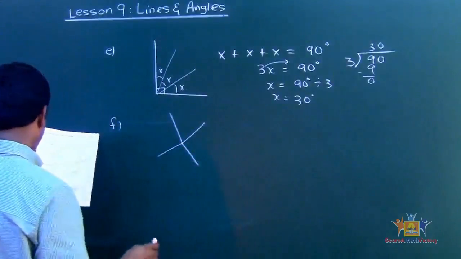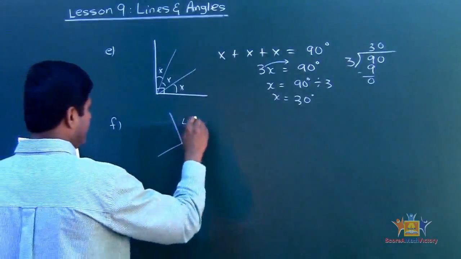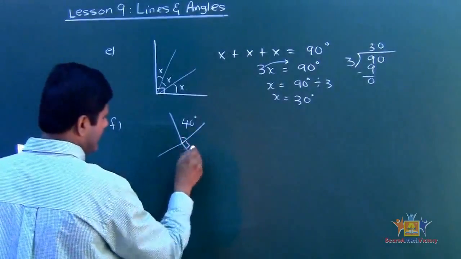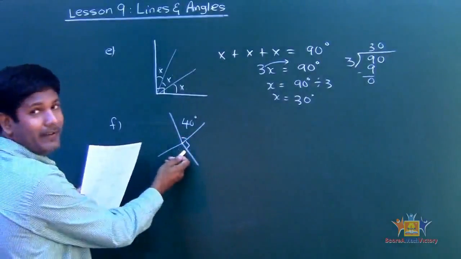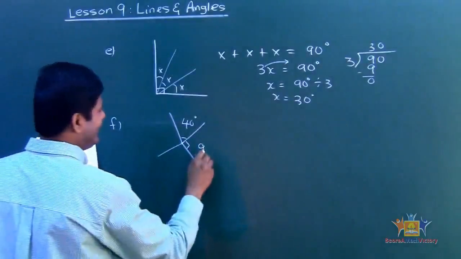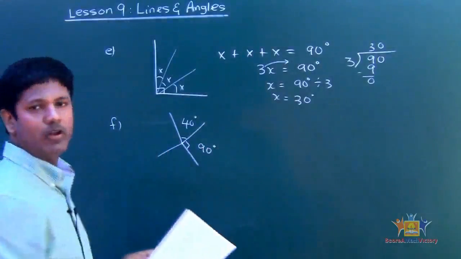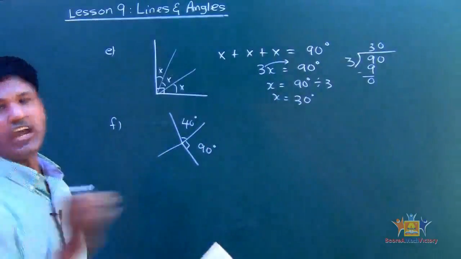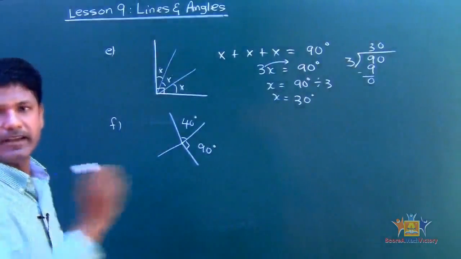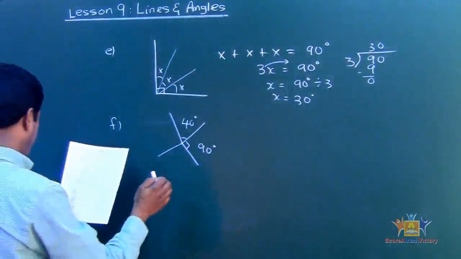And you're given 40 degrees right here, and this one is a right angle. What does it tell you? That's 90 degrees. Right away, when you see a small square like that in an angle, it's 90 degrees. Write that out, okay? So that will help you. Okay, so that's 90 degrees.